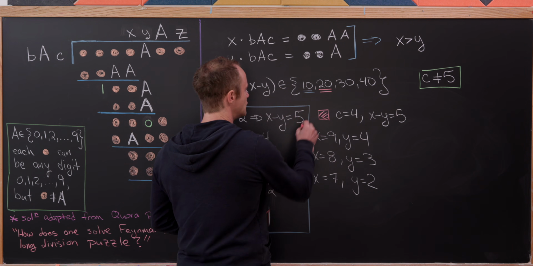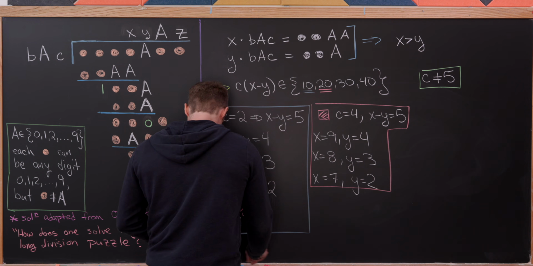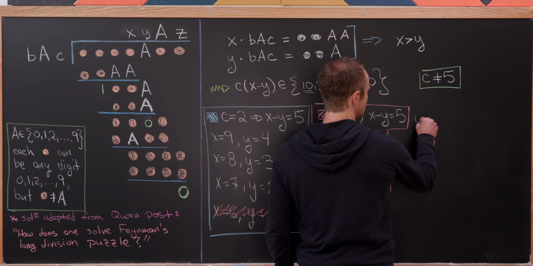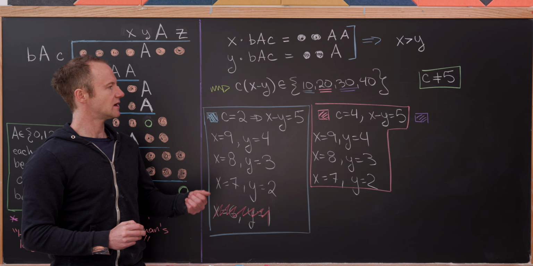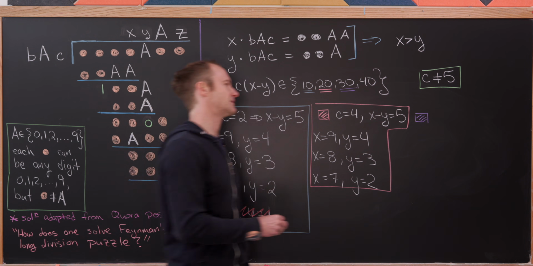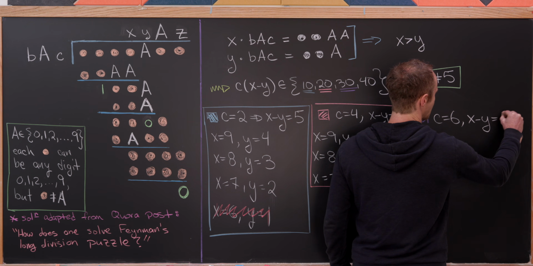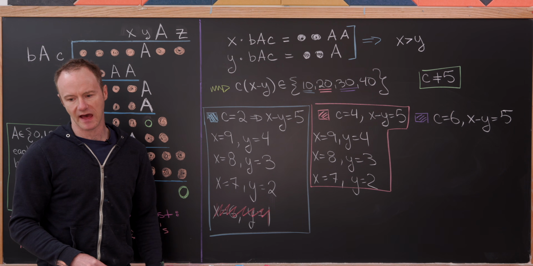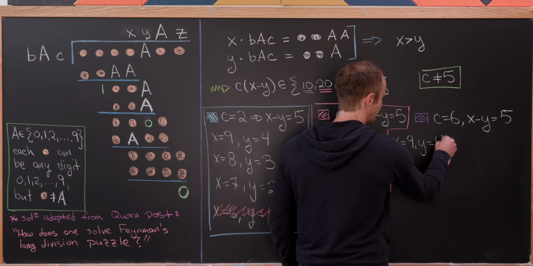So now let's move on to the next main possibility here, which is that x minus y times c is equal to 30. And let's see how this would go. So again, c cannot be equal to 5, so c has to be equal to 6, which means x minus y is equal to 5. So let's see, c is equal to 6, x minus y is equal to 5. But now let's see what we get from that. Okay, so our first possibility would be x is equal to 9, y is equal to 4.